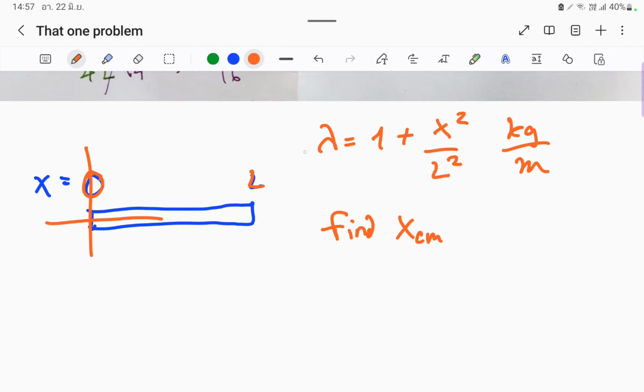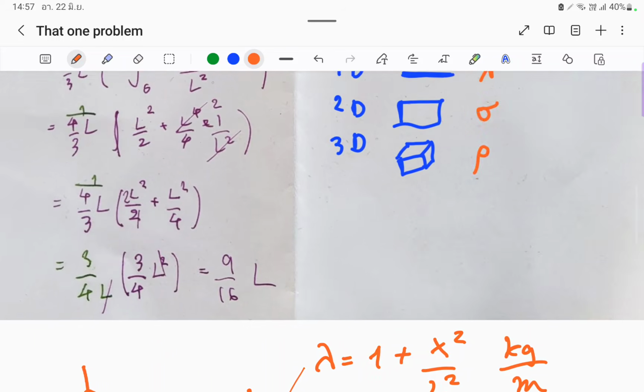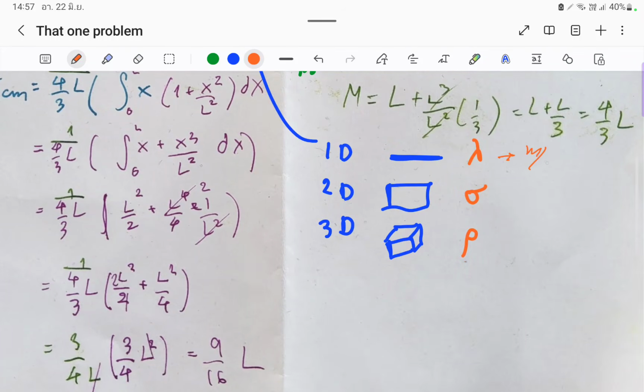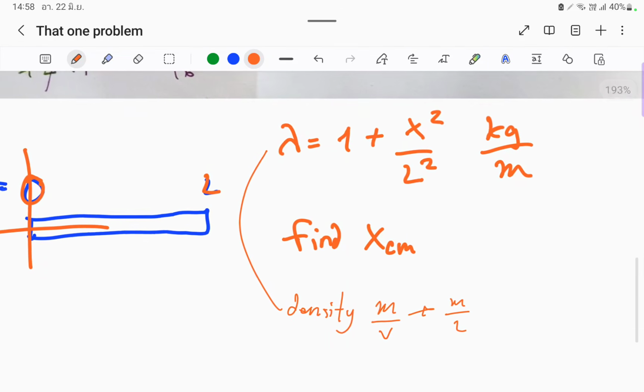The lambda here, if you remember, is the density, but it's the linear density, so instead of mass divided by volume, it's just mass divided by length. You can write here mass divided by length, and this is going to be the surface area, and this is going to be volume. So the units are going to be different. This is going to be kg per meter, this is going to be meter squared, this is going to be meter cubed.